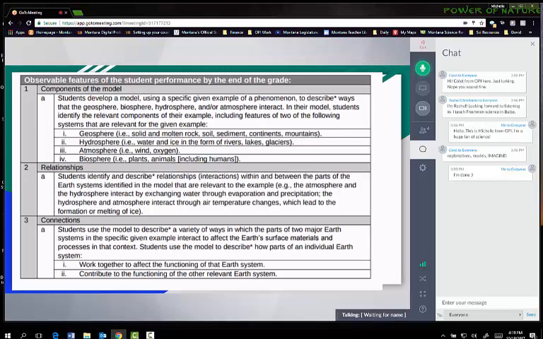Or I can do it summatively and formatively is what I'm trying to say. Any other comments about this specific, looking at the performance expectations for a rubric?